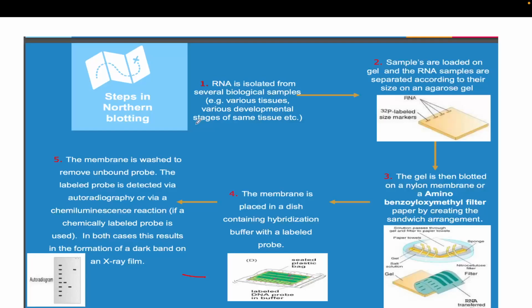You just have to run it on a formaldehyde gel electrophoresis so that intramolecular hydrogen bonds can't form. Otherwise, in an RNA molecule, the bases would bind with each other and form intramolecular hydrogen bonds. That is the only difference, otherwise the overall procedure is the same in both cases, the Southern blot and the Northern blot.